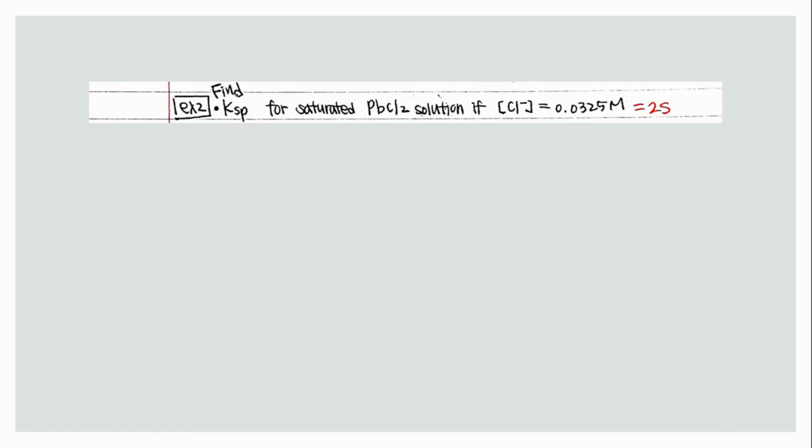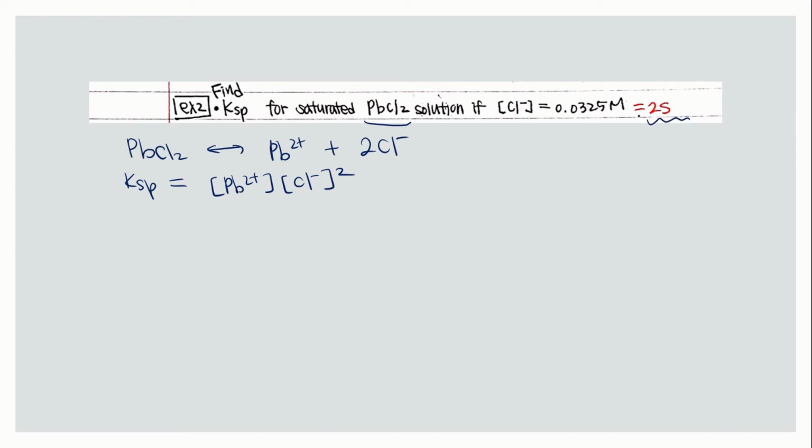And then the second question asks to find the Ksp value for saturated PbCl2 solution if Cl minus equals 0.0325 molar. And then we write the equation: lead ions plus 2Cl minus. And then the Ksp expression will be lead ions times Cl minus squared. And we know that the concentration of Cl minus will be 2S because it will be twice the concentration of lead ions.